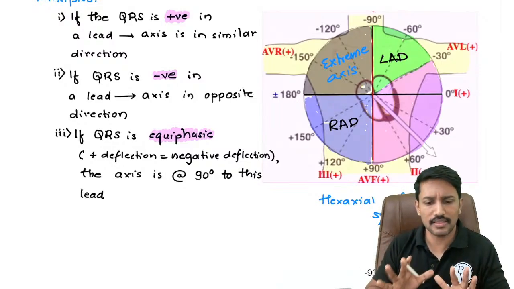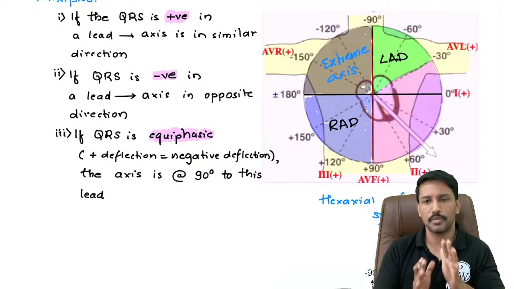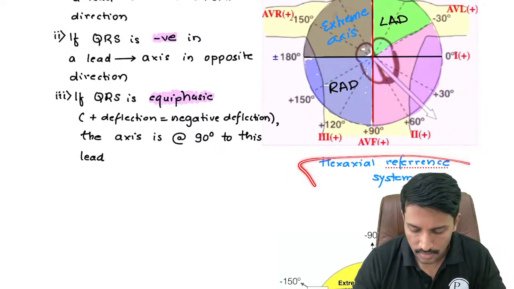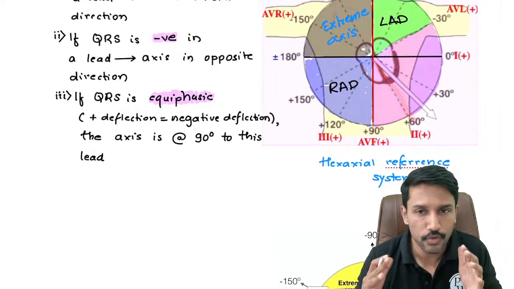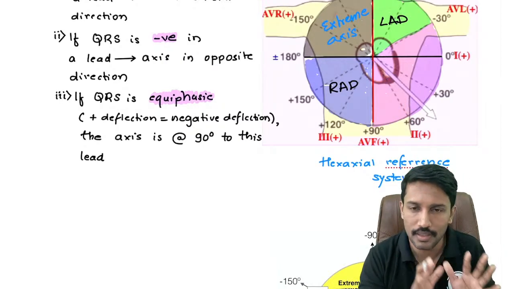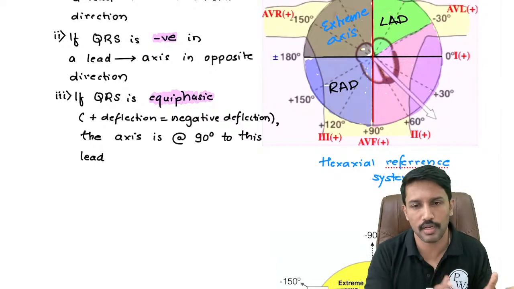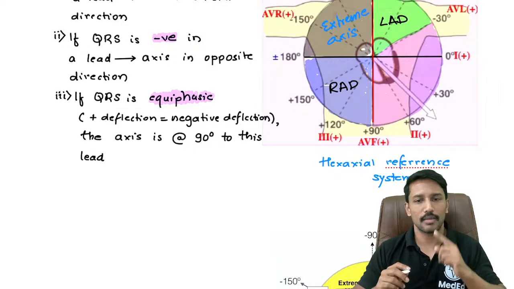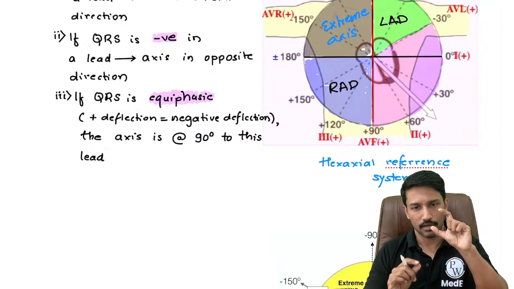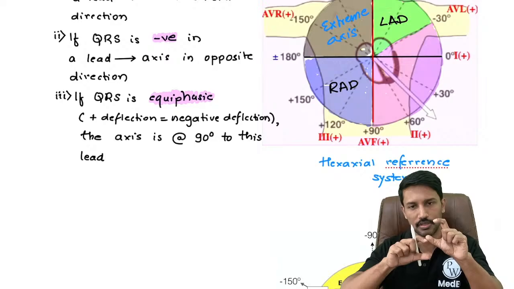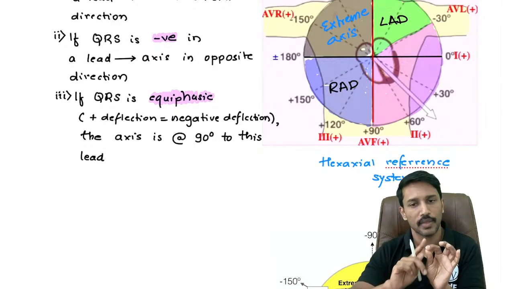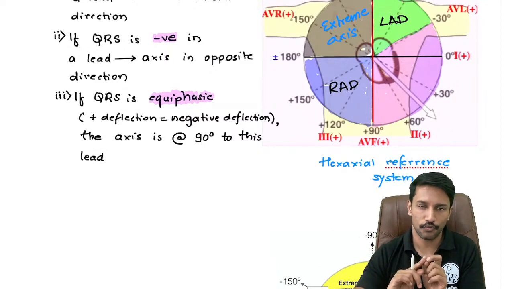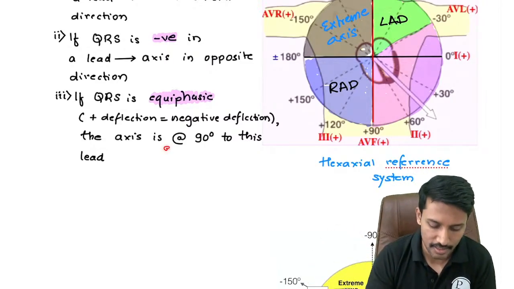Okay, I hope we have a basic idea how to determine the axis. For determination of axis, what am I looking at? I am looking at the hexaxial reference system, which is the plotting of the point of view of each lead of the limb lead system, right? The bipolar limb leads and the augmented limb leads. Among the 6 limb leads, we identify one which shows equal R deflection and equal S deflection, equal positive, equal negative. Then we find the 90-degree lead to it, and the direction of the electrical impulse is exactly 90-degree to this lead.